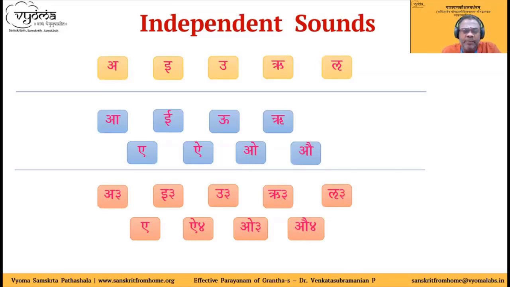So you see here, when I pronounce this, A, I, U, R, L, A, E, U, R, A, I, O, Au, I took more time in pronouncing each letter. Next set, A, E, U, R, L, A, I, O, Au. I took more time.